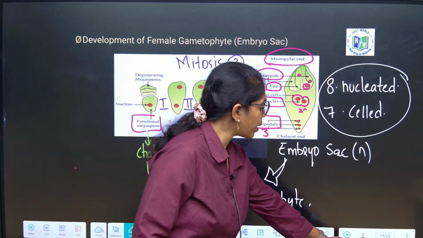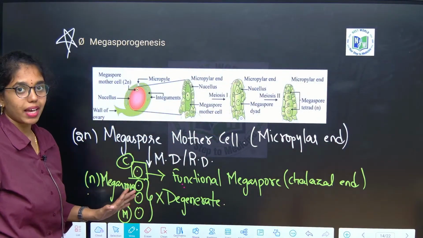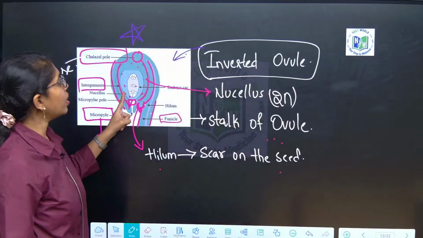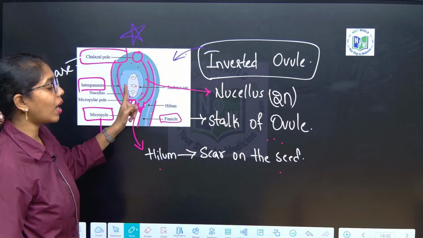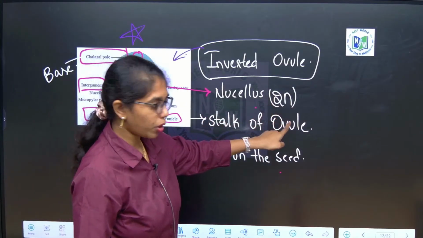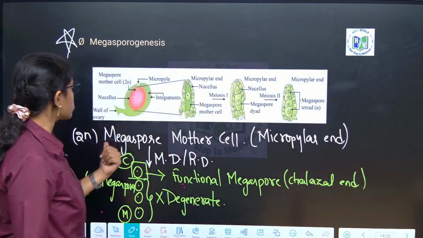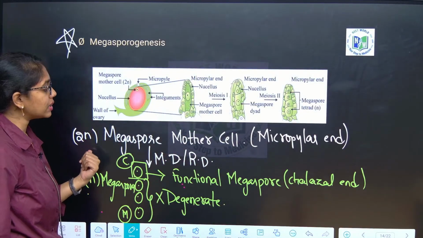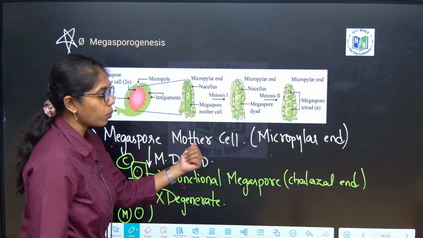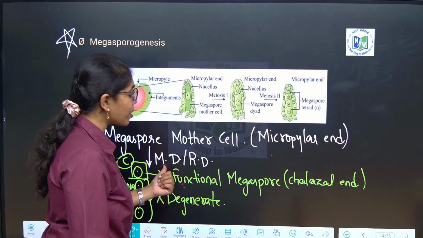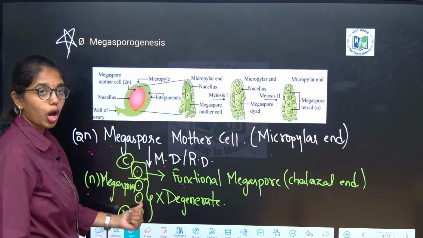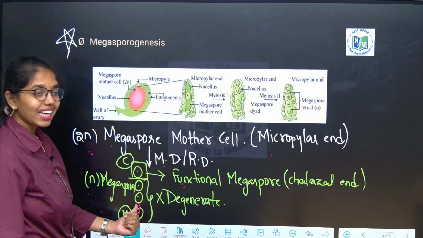Once again, I will quickly repeat the complete process of megasporogenesis. Listen carefully. From the structure of the ovule, it is very clear that inside the ovule nucellus cells are present. These nucellus cells are diploid. One of the nucellus cells close to the micropylar end will differentiate into the megaspore mother cell, which undergoes meiotic division or reductional division, forming 4 haploid megaspores, a linear tetrad.